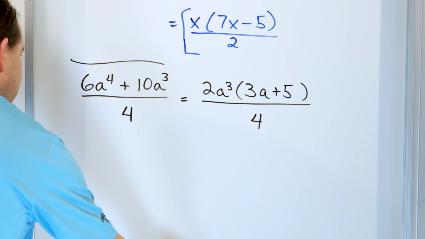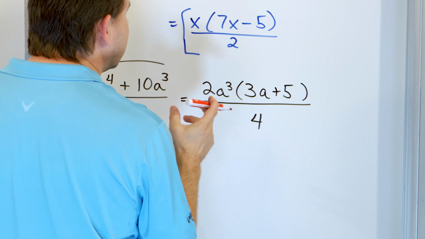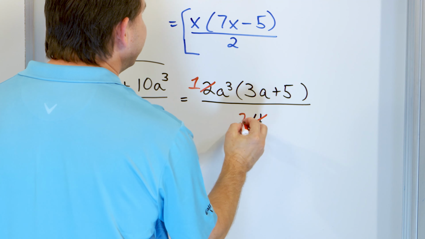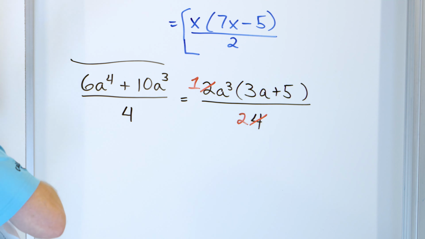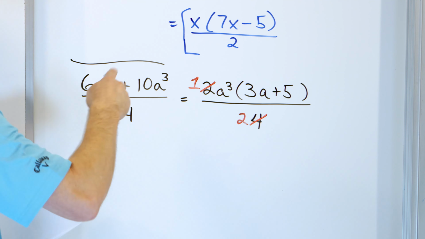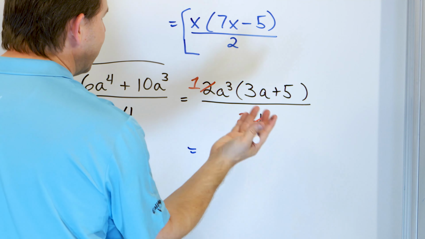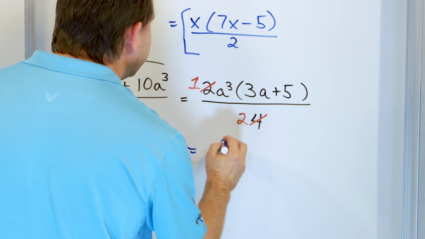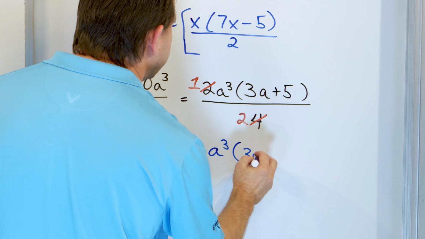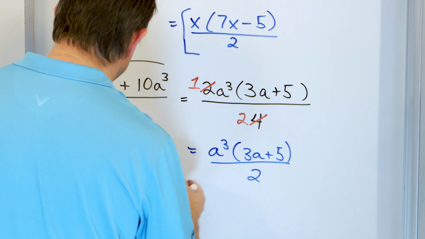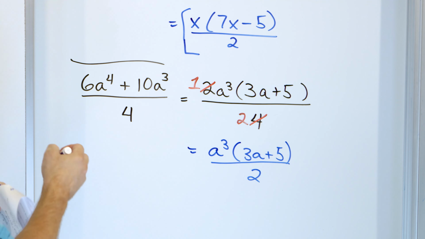And then I can say, well, I have a 2 and a 4. I know I can now simplify that. 2 divided by 2 is 1. 4 divided by 2 is 2. So I'm dividing top and bottom by some common number. And so what am I going to have? The 1 can just kind of float off. It's multiplied, but it doesn't affect anything. A cubed, parentheses, 3a plus 5, close parentheses, all divided by 2. So a cubed, 3a plus 5, all over 2.